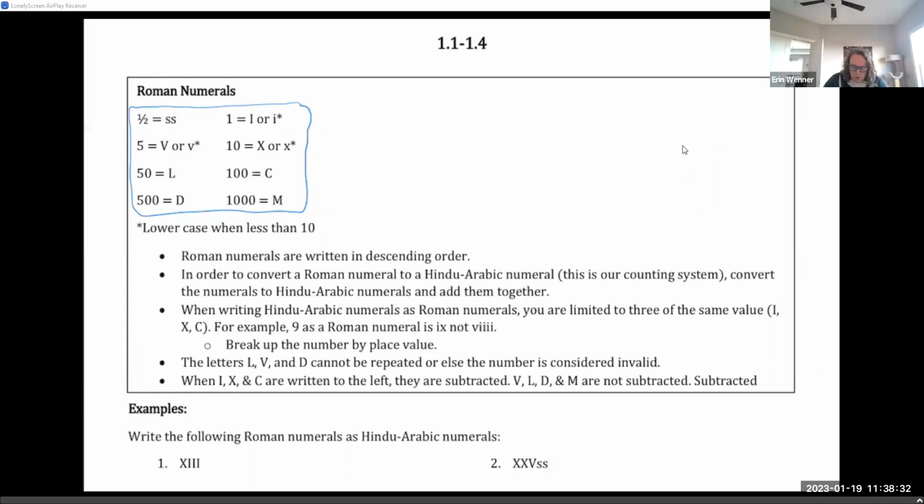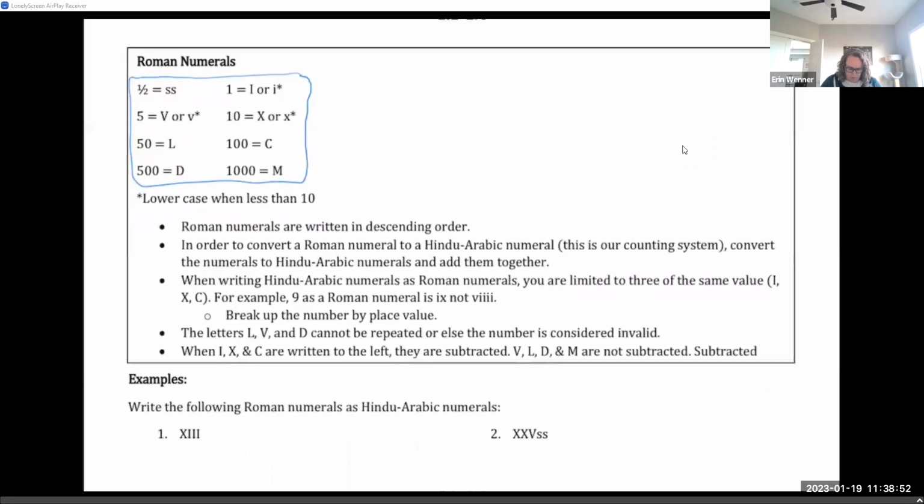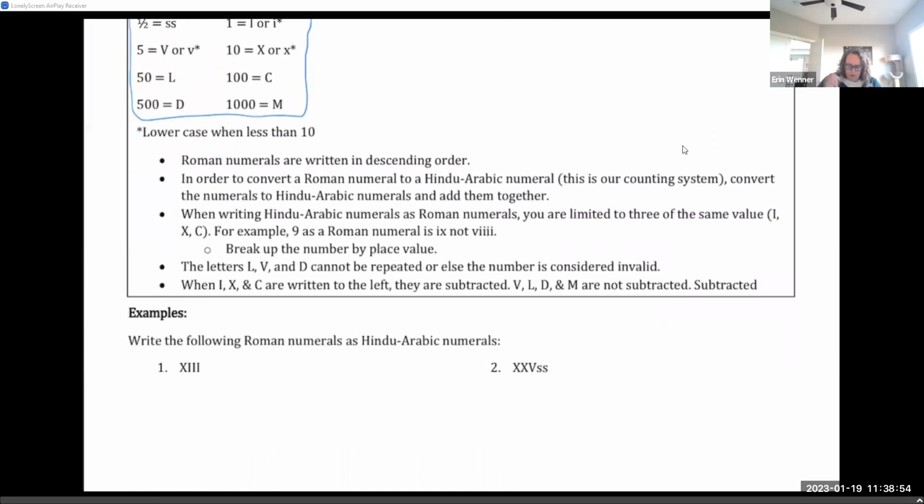And so when we write Roman numerals, they're written in descending order. In order to convert a Roman numeral to a Hindu Arabic numeral, which is our counting system, we convert the numerals and then add them together. We'll come back to that because we're going to first focus on, oh wait, no, we are going to do that first. I'm always going the other way in my brain.